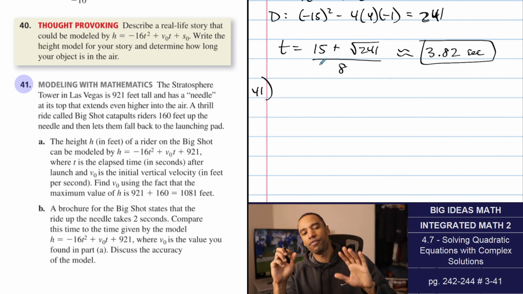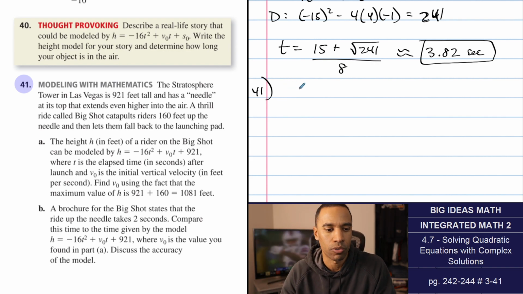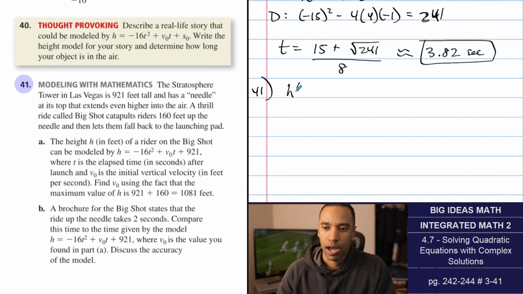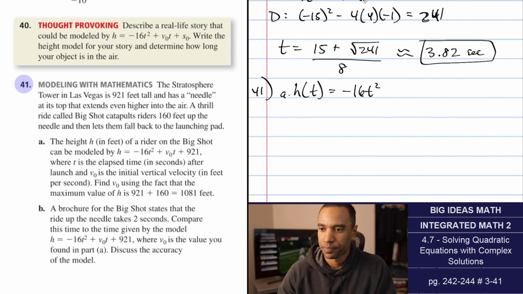Oh, it's not 160 feet initial velocity. It's not feet per second. That's how much higher it goes. Okay, I gotcha. So our initial model that we have is our height with respect to time, this is part A: negative 16t squared plus V naught t plus 921.